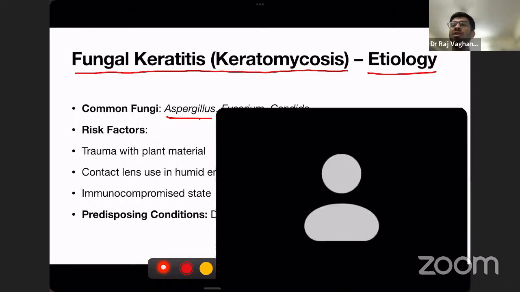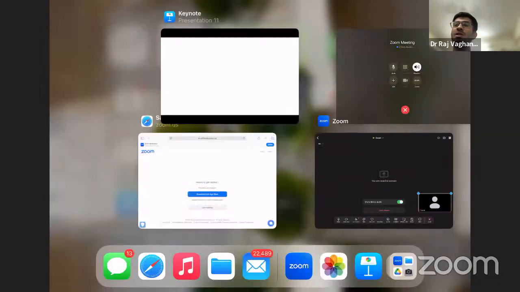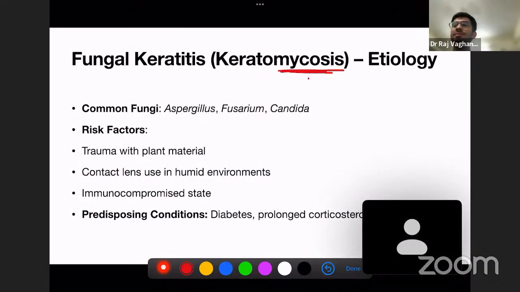Anything that ends with mycosis means it is fungal. Also, fungal keratitis means keratitis, or inflammation of the cornea, due to fungus. So the common fungi that cause this disease are Aspergillus, Fusarium, and Candida.